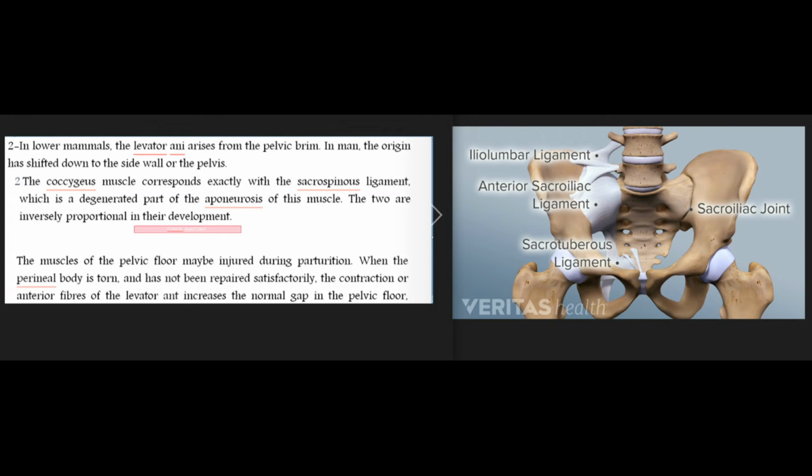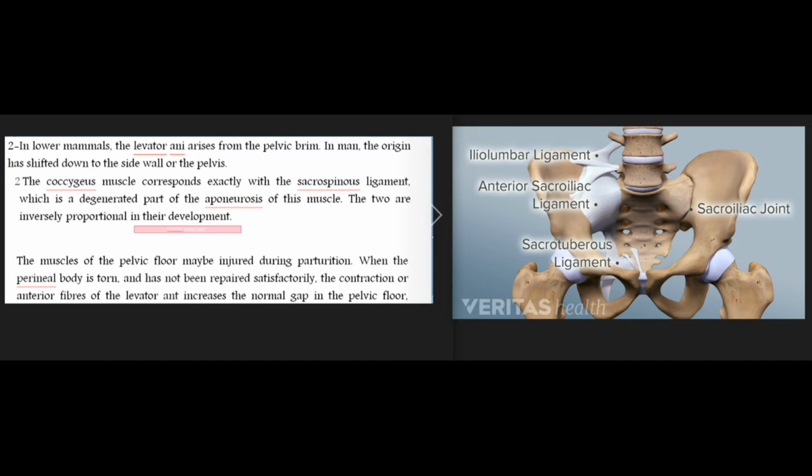2. In lower mammals, the levator ani arises from the pelvic brim. In man, the origin has shifted down to the side wall of the pelvis. 3. The coccygeus muscle corresponds exactly with the sacrospinous ligament, which is a degenerated part of the aponeurosis of this muscle. The two are inversely proportional in their development.